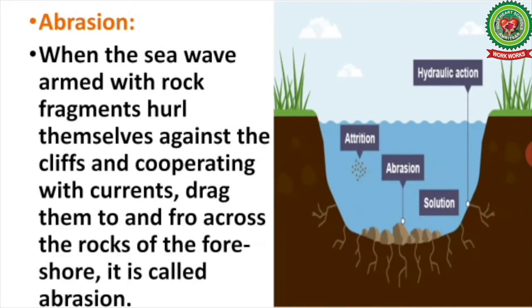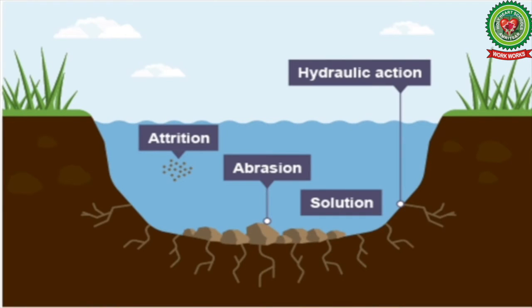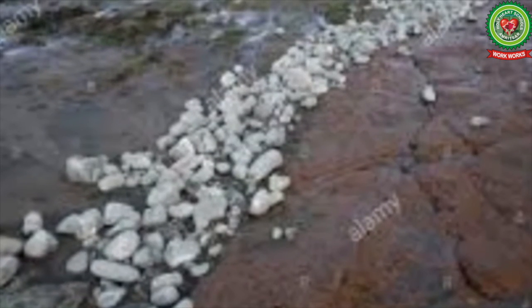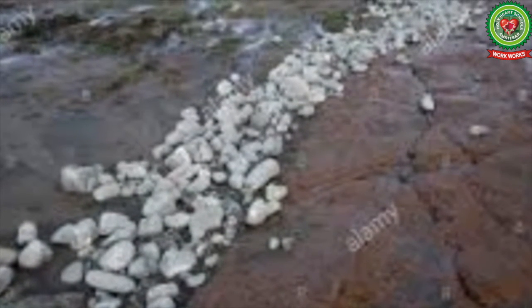Abrasion. When the sea waves, armed with rock fragments, hurl themselves against the cliff, and cooperating with currents drag them to and fro across the rocks of the foreshore, it is called abrasion.